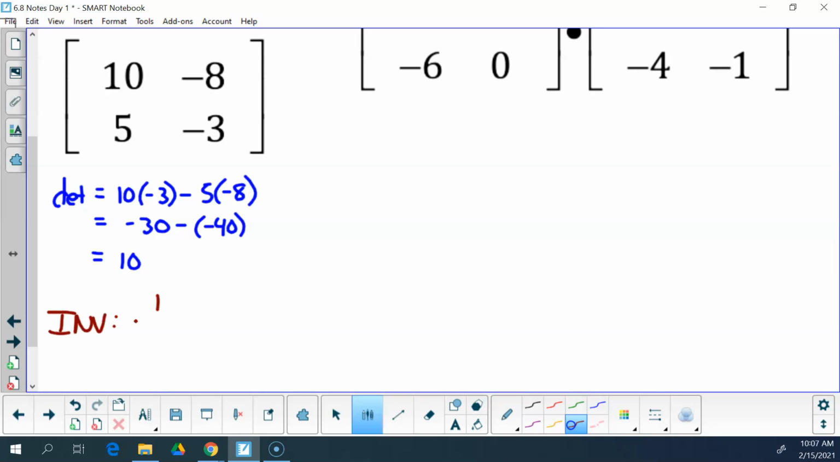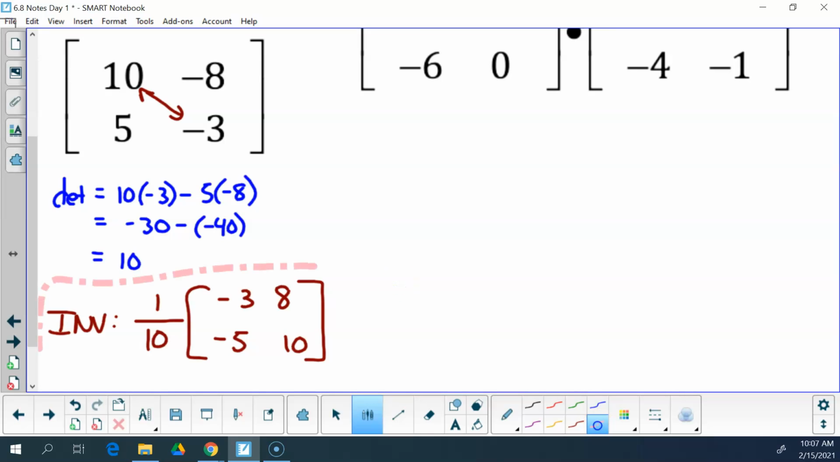If we have positive 10 as our determinant, then our inverse is going to be 1 over 10 times the matrix. I switch these 2, so that becomes negative 3 up there and 10 down there, and I negate the other 2. So we'd have negative 5 there and positive 8 there. So our inverse is 1/10 times the 2 by 2 matrix, negative 3, 8, negative 5, 10 as our inverse for that one.